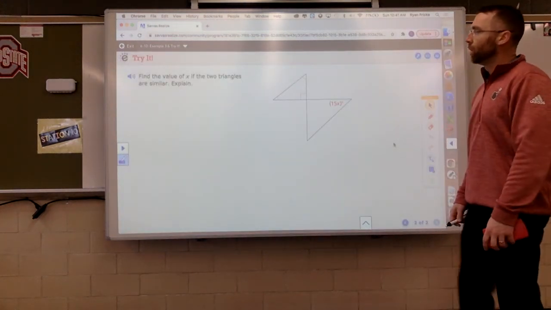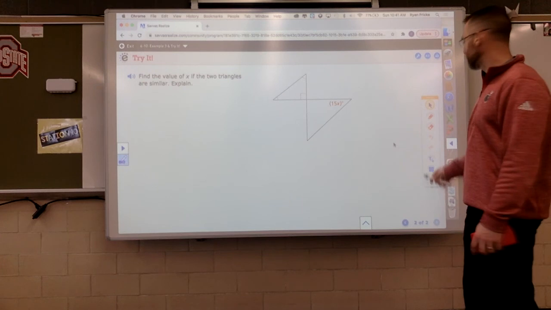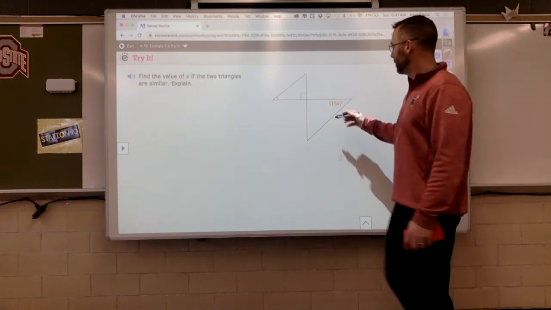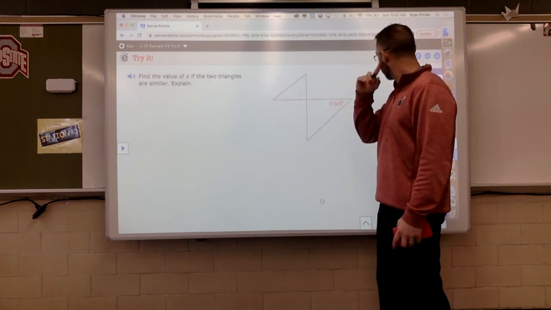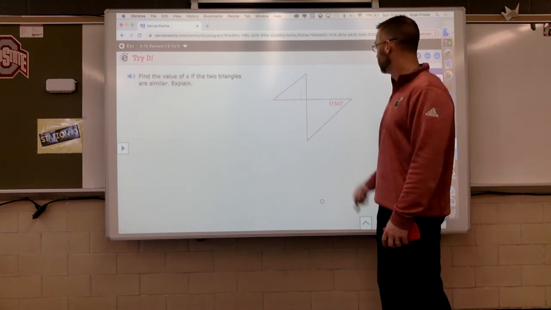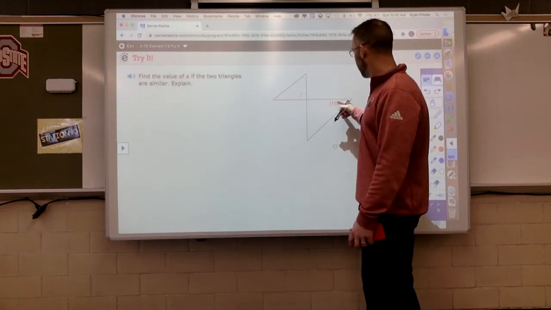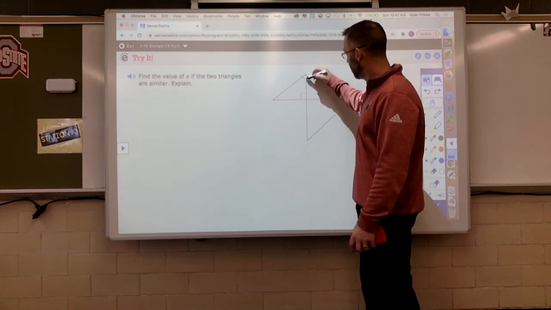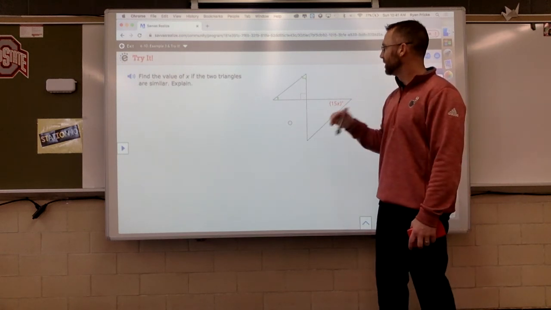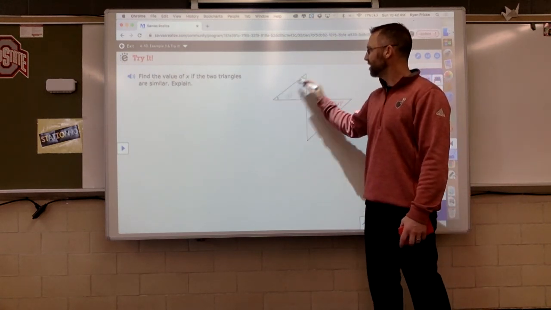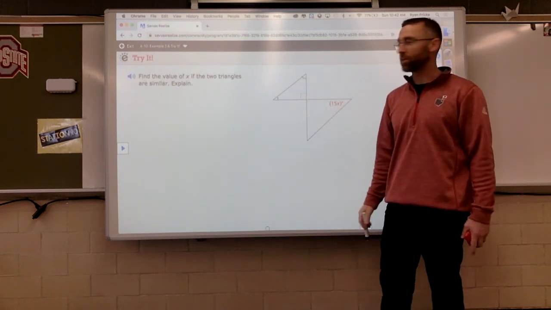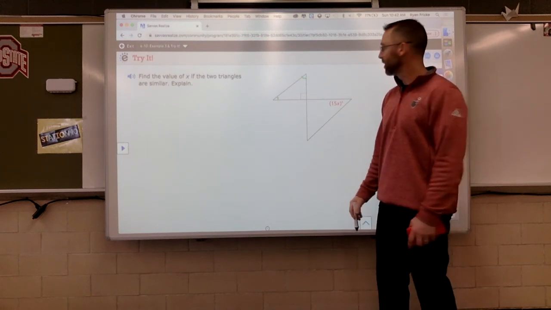Find the value of x if the two triangles are similar. Well, once again, let's use some relationships. It tells us the two triangles are similar, right? So if the two triangles are similar, that means this angle and this angle and this angle. What do those little arcs mean? Anytime there's a single arc here and here, that means those two angles are congruent. They're the same.